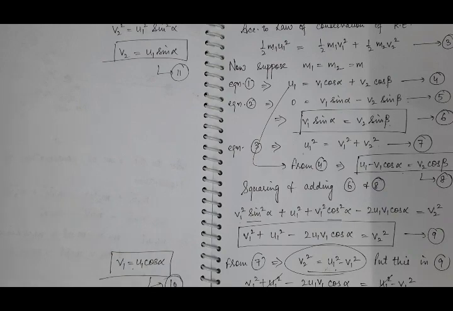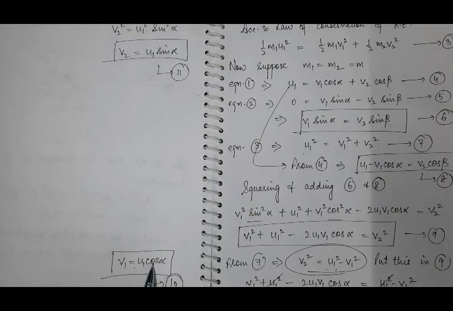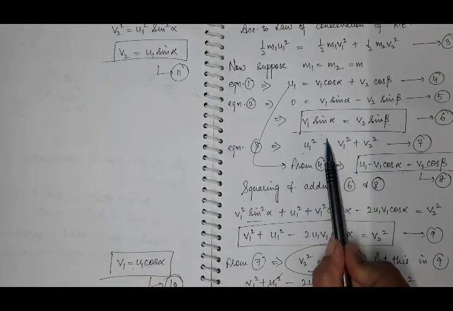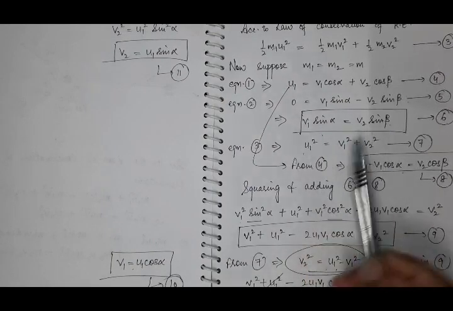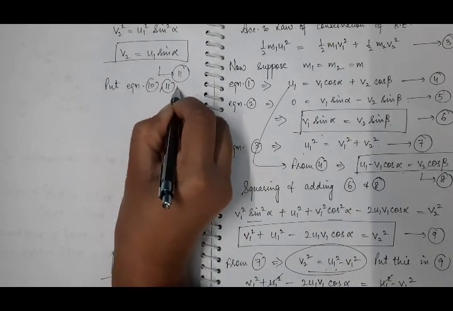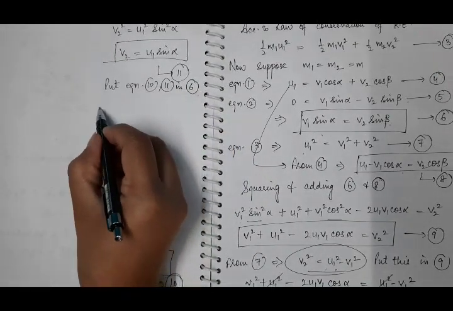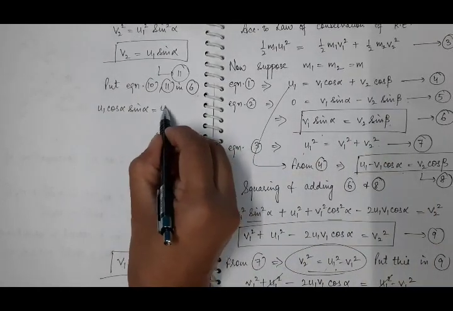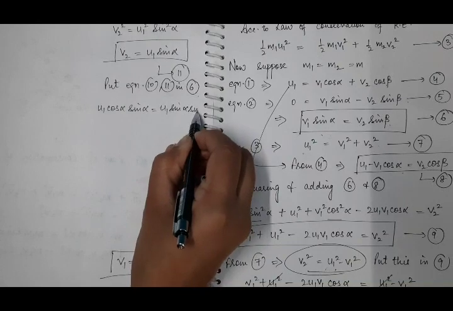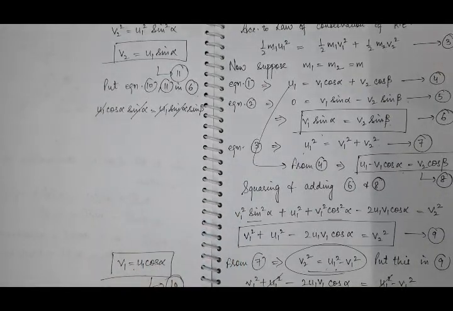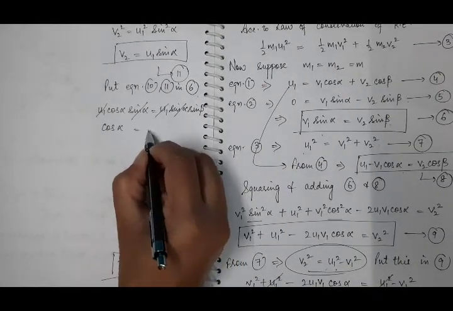Now put these two values, v1 equal to u1 cos alpha and v2 equal to u1 sin alpha, in equation 6th. Why? Because we have to calculate the relation between alpha and beta. So put equation 10th and 11th in equation 6th. We have u1 cos alpha into sin alpha, equal to u1 sin alpha into sin beta. This sin alpha will be cancelled out, u1 and u1 will be cancelled out, and we have cos alpha equal to sin beta.